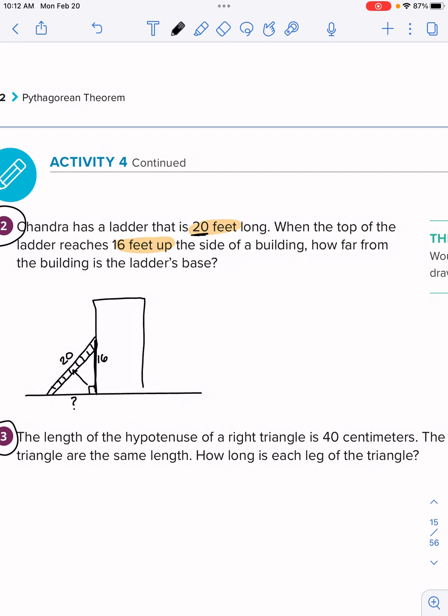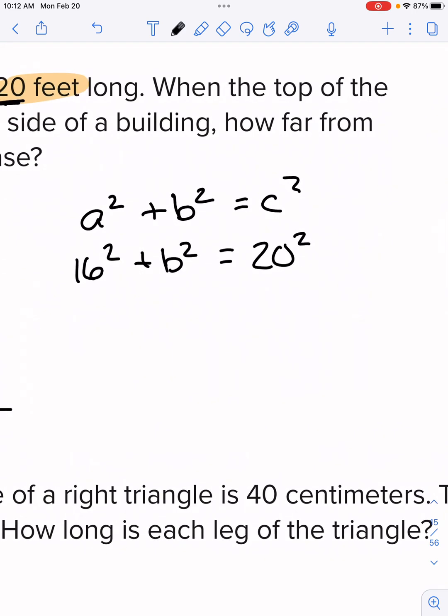So when we plug into a squared plus b squared equals c squared, we know that 20 is going to be for c squared. Sometimes I see students plug in 20 for a or b, but that's not a leg. We could put 16 for a. We could put a question mark for b, but I'll keep it as just b squared. 16 squared, 16 times 16 is 256. 20 squared, 20 times 20 is 400.